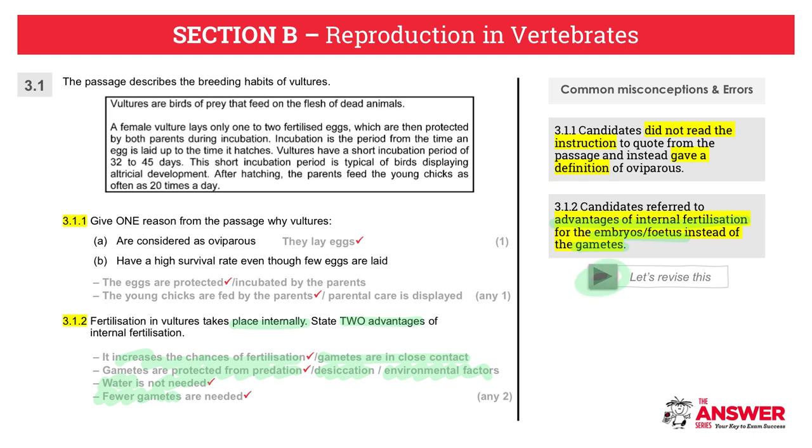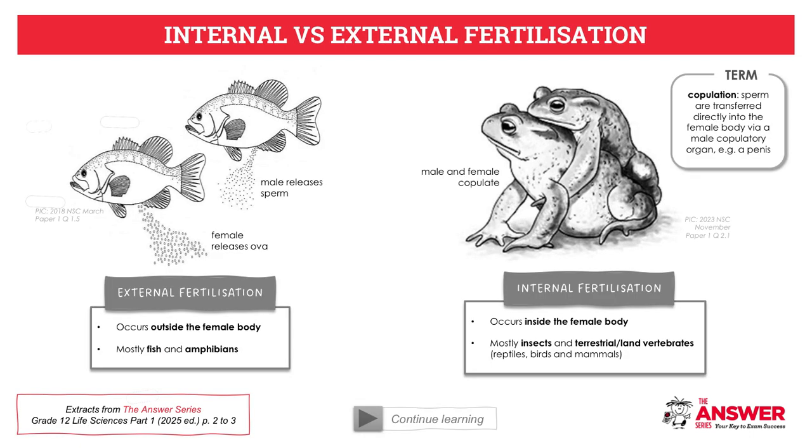So let's revise this. So just a basic understanding of the difference between internal and external fertilization is provided. Here you can see a picture from the 2018 NSC March paper where we have a representation of external fertilization taking place. The male releases the sperm into the external environment. The female releases her ova into the external environment, and the hope is that these 2 gametes will meet up at some point to create embryos. So mostly fish and amphibians perform external fertilization.